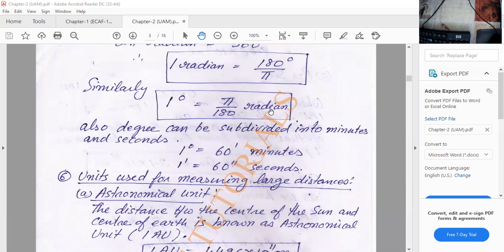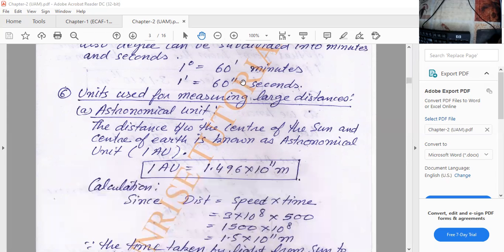Now, here, students, one thing I want to clear: as we know, in case of time, 1 hour is equal to 60 minutes and 1 minute is equal to 60 seconds. So, there are minutes and seconds in time. Similarly, there are minutes and seconds also in case of degrees. So 1 degree is equal to 60 minutes, and minute is denoted by a single dash. You must remember that 1 degree is equal to 60 minutes, and 1 minute is equal to 60 seconds. Second is denoted by a double dash.